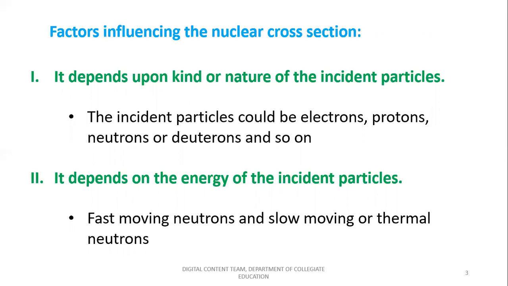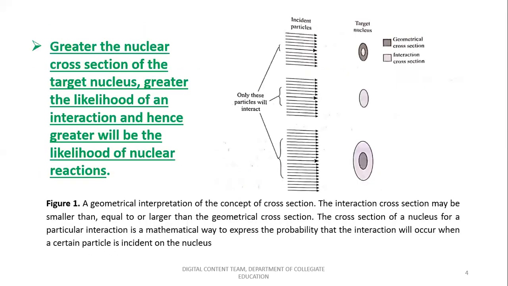So, the greater the nuclear cross section of the target nucleus, the greater the likelihood of an interaction, and hence the greater the likelihood of nuclear reaction. So all the three parameters go directly with each other. The greater the nuclear cross section of the target nucleus, the greater the interaction, and the greater the interaction leads to the greater nuclear reaction.